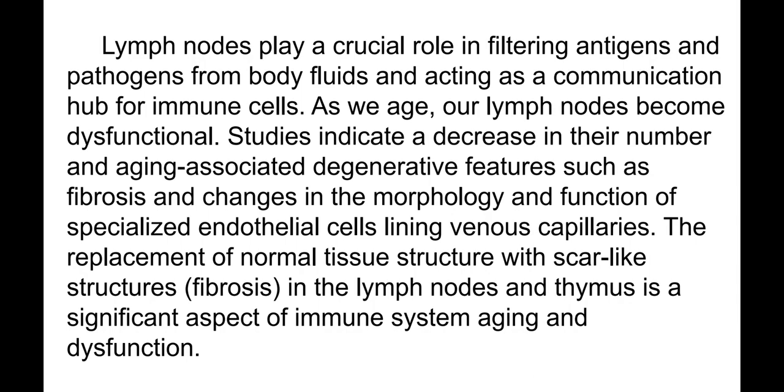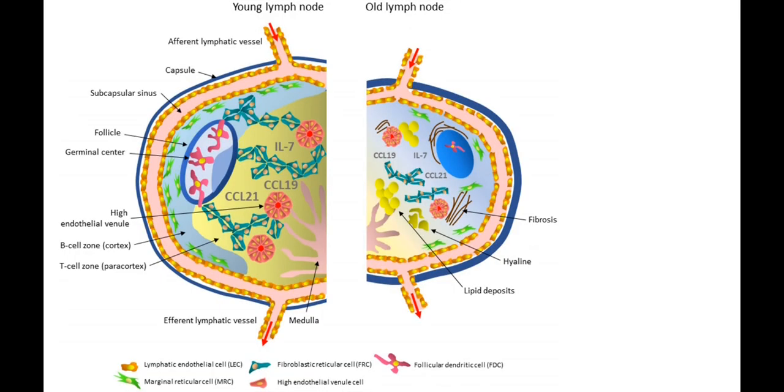venous capillaries. The replacement of normal tissue structure with scar-like structures is fibrosis, and fibrosis in the lymph nodes and thymus is a significant aspect of immune system aging and dysfunction. The same as all other organs and also the blood vessels, they are getting fibrosis, they are getting stiff, and this is the main hallmark of aging.